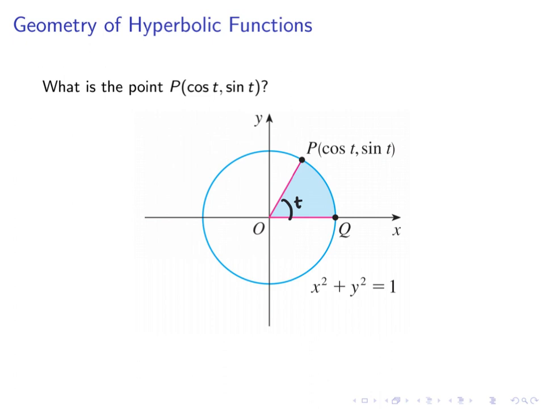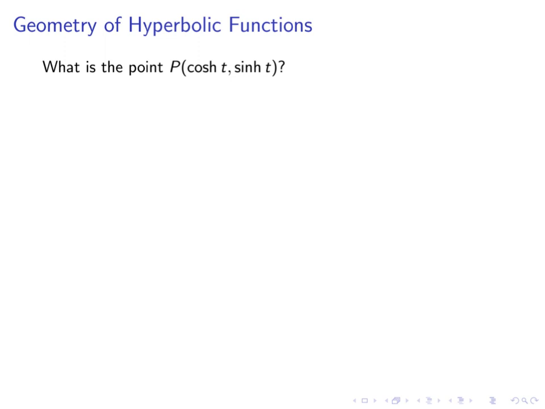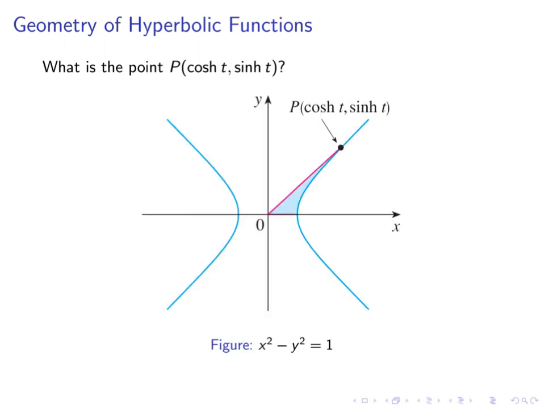So here's a question. What if I do the same thing, but with hyperbolic functions instead? What if I do cosh t, sinh t? What does it do? Well, this is why they're called hyperbolic functions and not circle functions. It gives me the same thing, but instead of the circle, it gives it to me for the hyperbola x squared minus y squared equals 1. It's the point along that hyperbola given that angle t, basically.